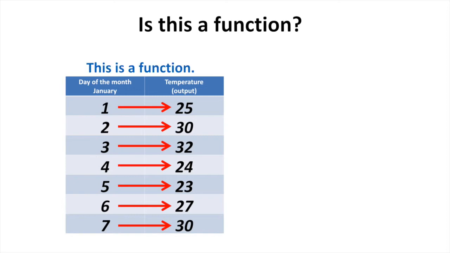Now this gets a little bit confusing, because if you look right here, I have 2 days in which the high was 30. But remember our definition of a function. Every one input has exactly one output. We really don't care what that output is. It can be the same.